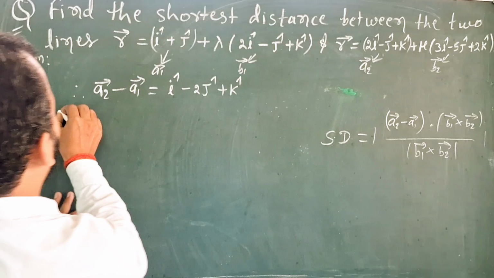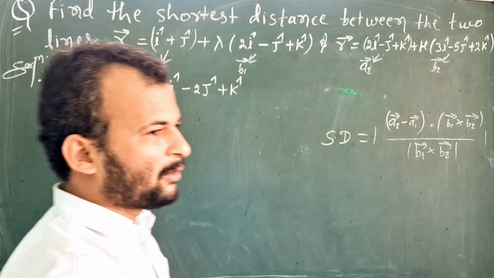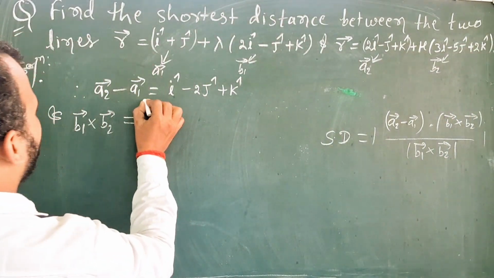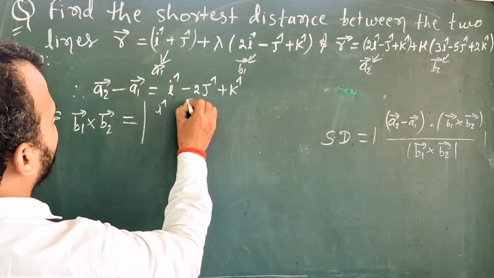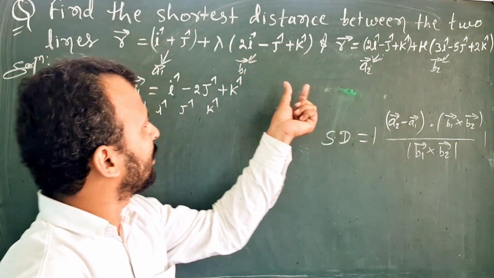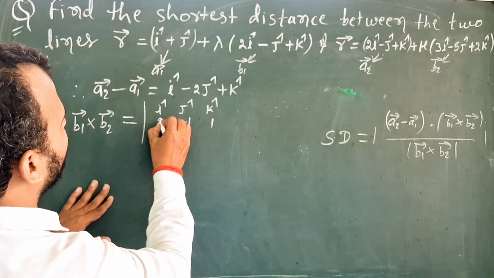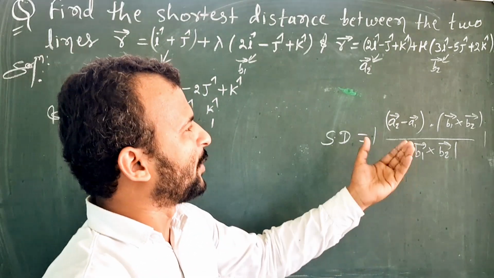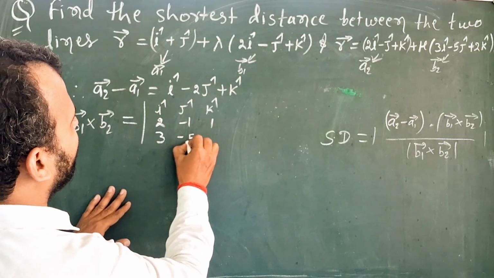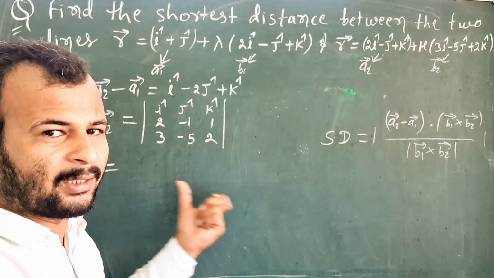Now we find b1 vector cross b2 vector, which can be obtained by using the determinant. It can be obtained with i cap, j cap, k cap, and the scalar components of b1 vector, which are 2, minus 1 and 1. So we write here 2, minus 1 and 1, and the scalar components of b2 vector are 3, minus 5 and 2. So we write here 3, minus 5 and 2. Now we solve this determinant and find b1 vector cross b2 vector.